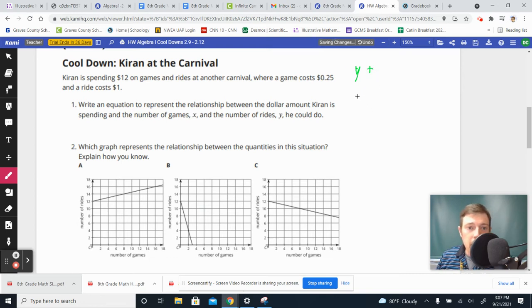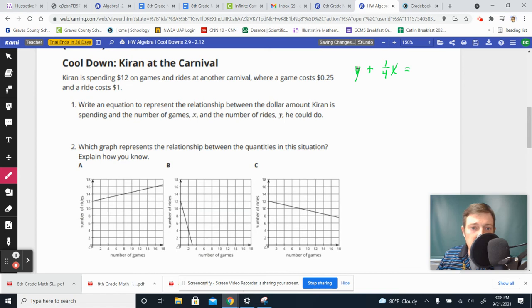Now for the games, it's going to be a little bit different because for the games, it only takes a quarter of $1, 0.25 or 1/4. For the purposes of this equation, and for the purpose of slope, which I think will be more helpful, I'm going to write this as a quarter of x instead of 0.25x. And you'll see why in a little bit, when I finish this.